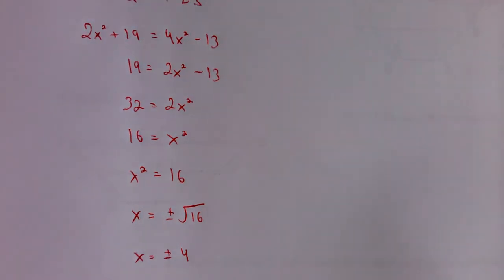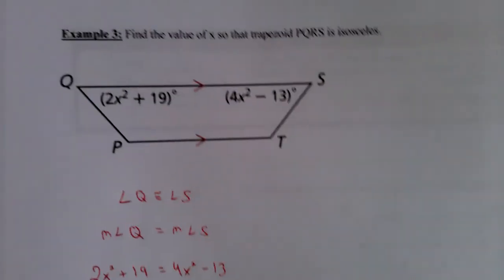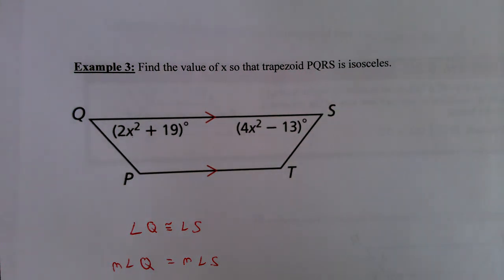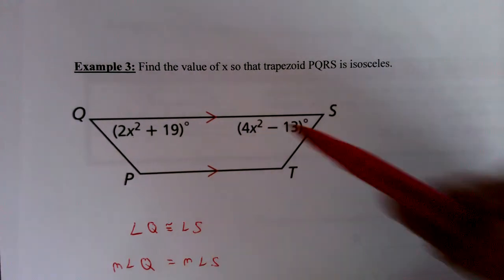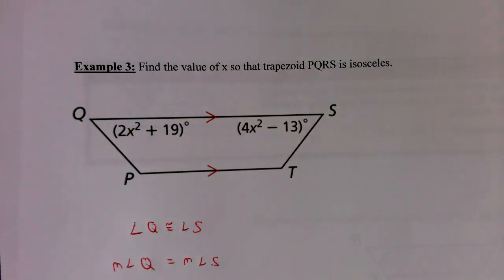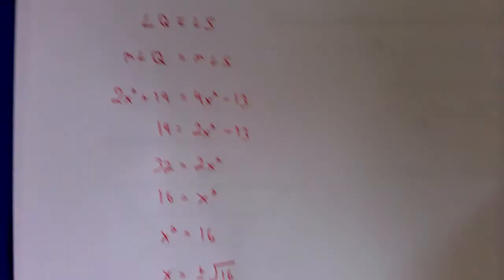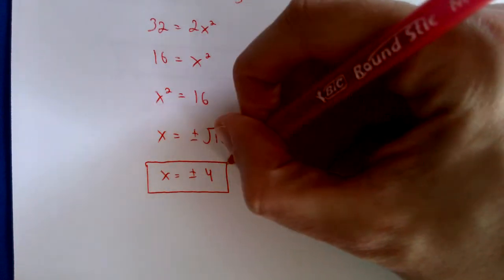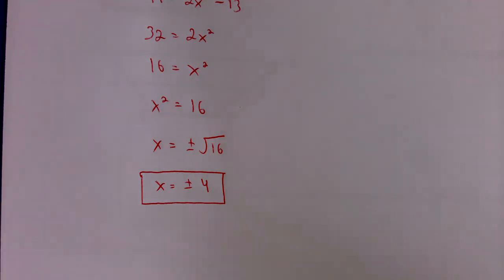Now let's see if both answers actually work, because x can be negative. If you do negative 4 squared, you get 16 times 2 is 32, plus 19 is 51. Negative 4 squared is 16, 16 times 4 is 64, minus 13 is also 51. So they both work. Positive and negative 4 both work, and that means this is my answer: x equals positive and negative 4. You can circle that, or you can write x equals 4, circle that, and write x equals negative 4 and circle that. But these both work.